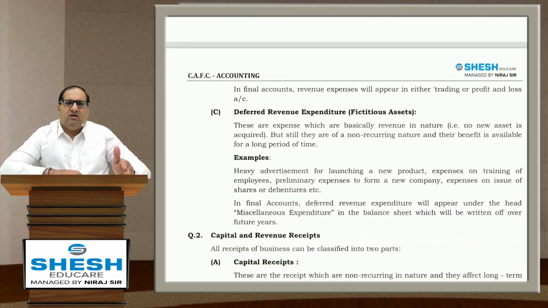Of course, while preparing final accounts, revenue expenses will be either debited to trading account or profit and loss account. We pass closing entries at the end of the year. We close all nominal accounts and we transfer them to trading and profit and loss account for the year, because these expenses are for the year, that is up to 12 months.